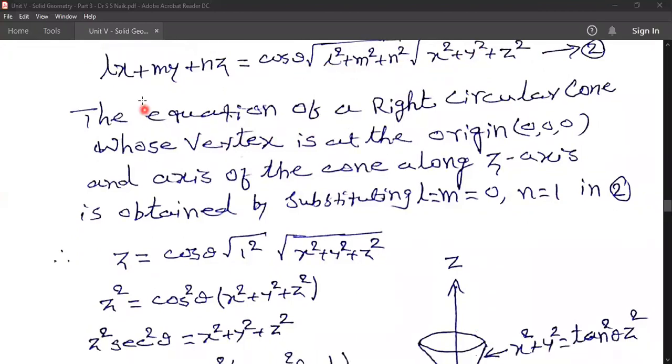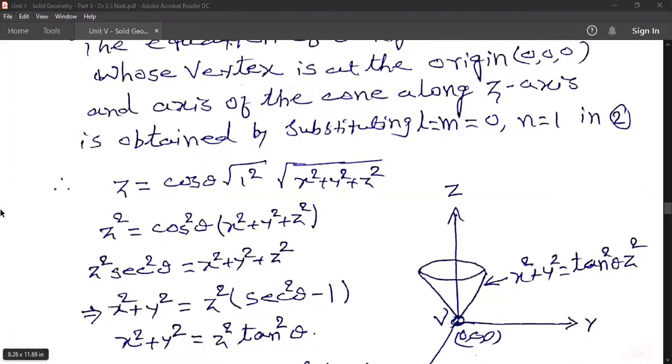Now this is equation number 2. So put L is equal to M is equal to 0. So that means these two are equal to 0. Then N is equal to 1. So therefore I get z. So this becomes z. Then this is cos theta. Then this L is also equal to 0, N is equal to 1. Therefore you get square root of 1 square, which is 1. Then this is square root of x square plus y square plus z square.